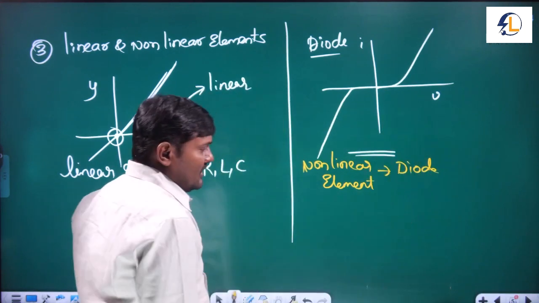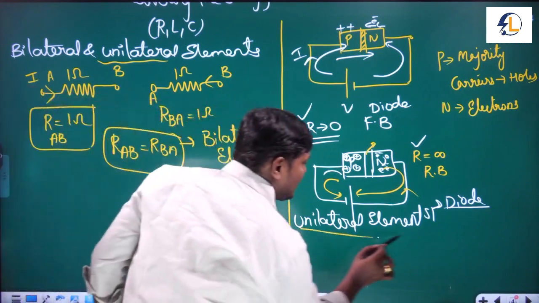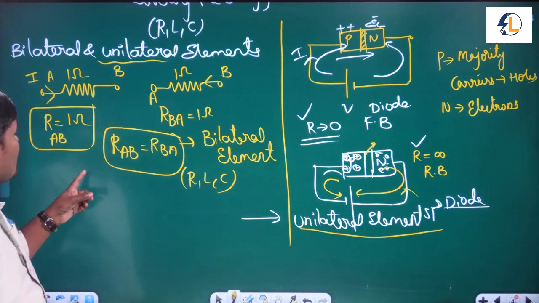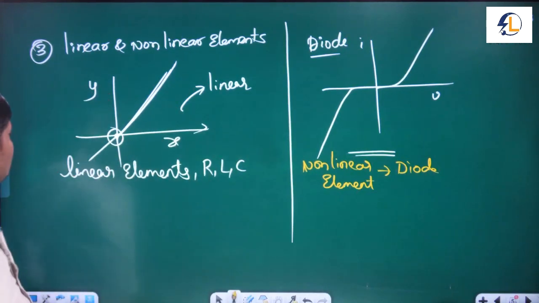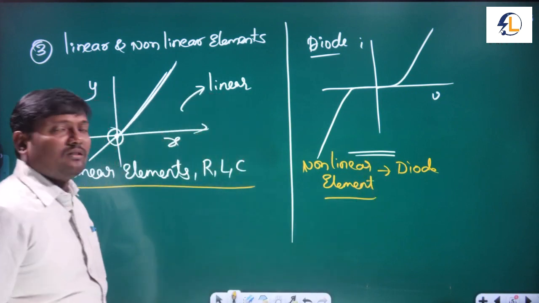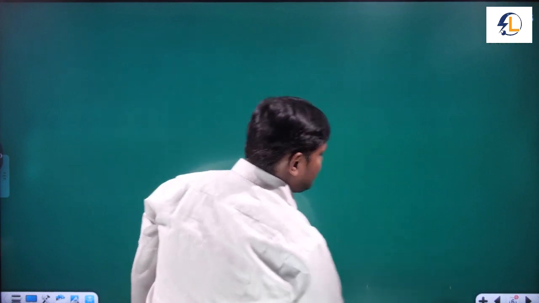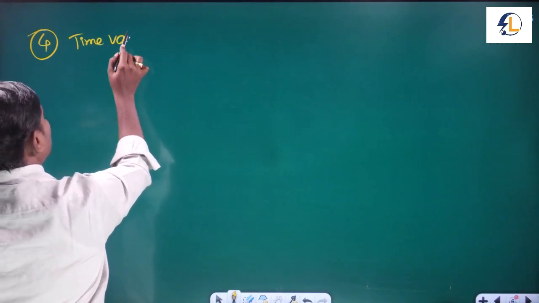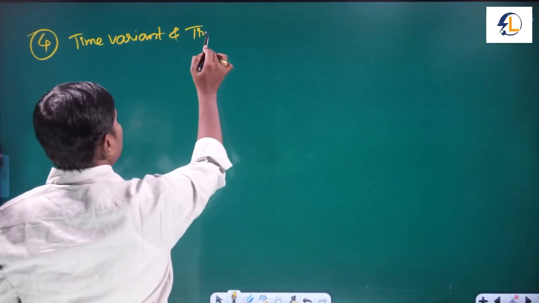See here, previously, the diode is the best example for the unilateral element, and R, L, C are examples for the bilateral element. And here also the same thing: linear elements are R, L, C, and for non-linear elements the example is the diode. And coming to the fourth classification, what is the fourth classification? Time variant and time invariant elements.